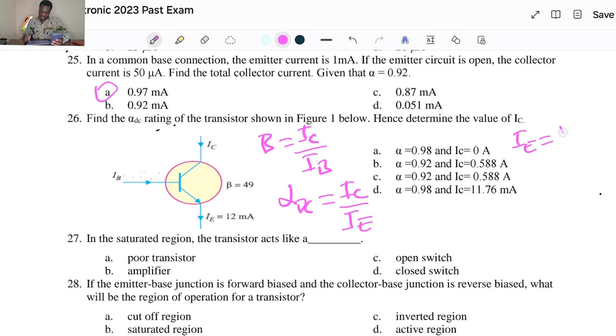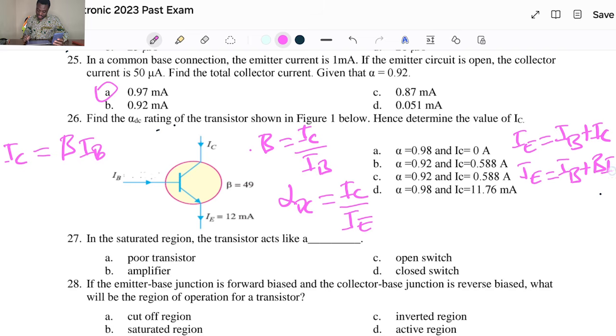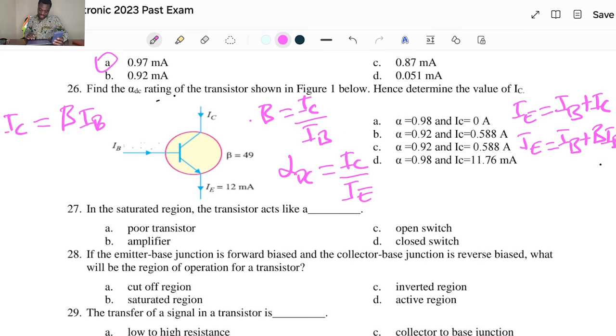At the same time, we know that emitter current is going to equal base current plus collector current. Since I know beta, I can make IC the subject. So IC will be equal to beta times IB, the base current. Now we can replace this IC in this formula. I get IB plus beta IB.